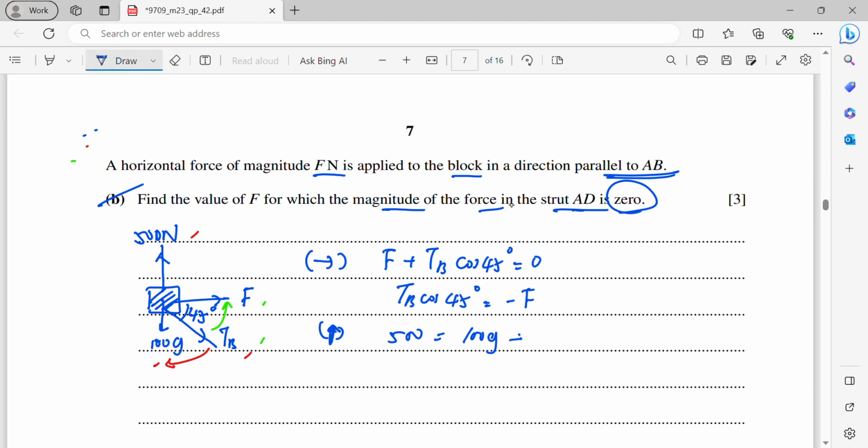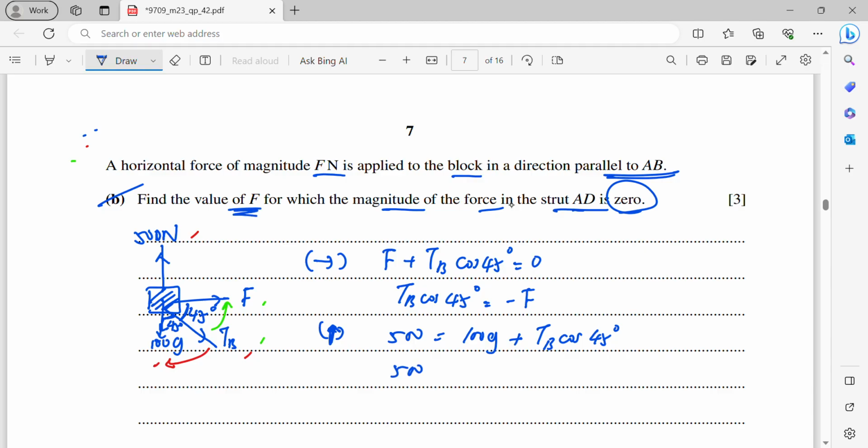So here plus TB cos 45 degrees. When you resolve using the angle, that means we are using cos. I will say that here is 45 degrees, this is also 45 degrees, so that it will be 90 degrees, which is a right angle. Then now from here, I will have 500.